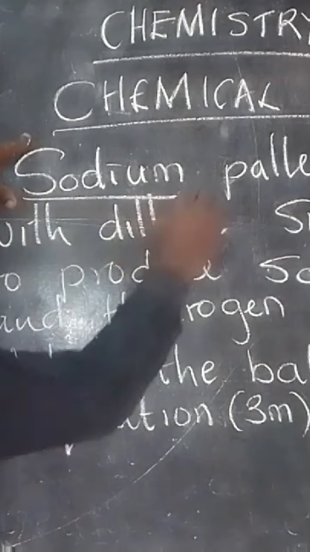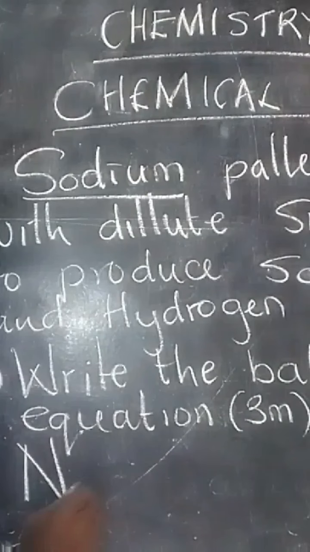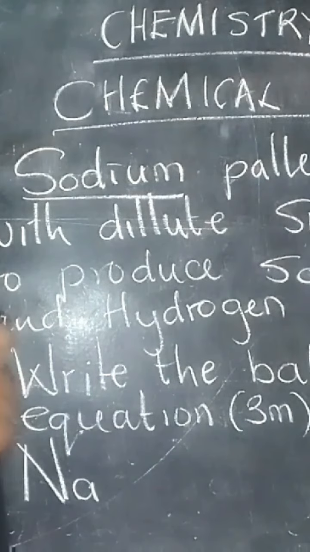This sodium, you know that sodium stands to be a metal. So this sodium is standing alone, so we are going to write sodium like this. And this metal is in group 1. It is losing 1 electron in the outermost shell.